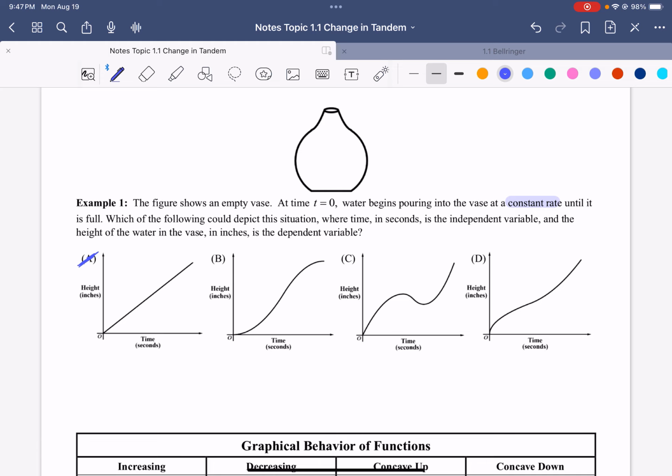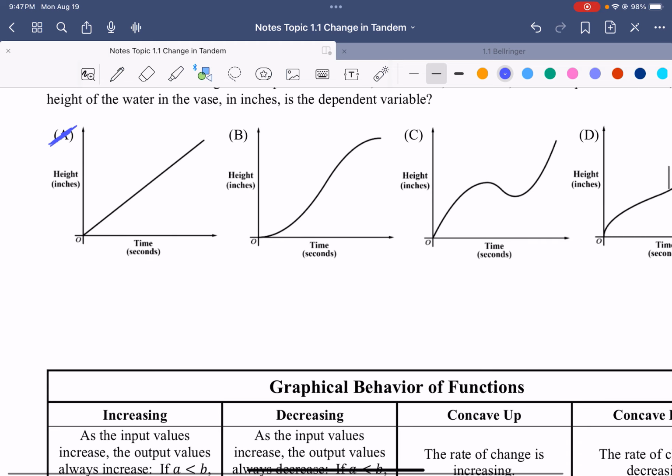If you think of a vase or a cup that just goes straight down like this, that would be more likely to be the graph of A. Notice that the vase that I drew has no curves, no shape. It's just a straight cylinder. So the water would be filling up at the exact same speed throughout.